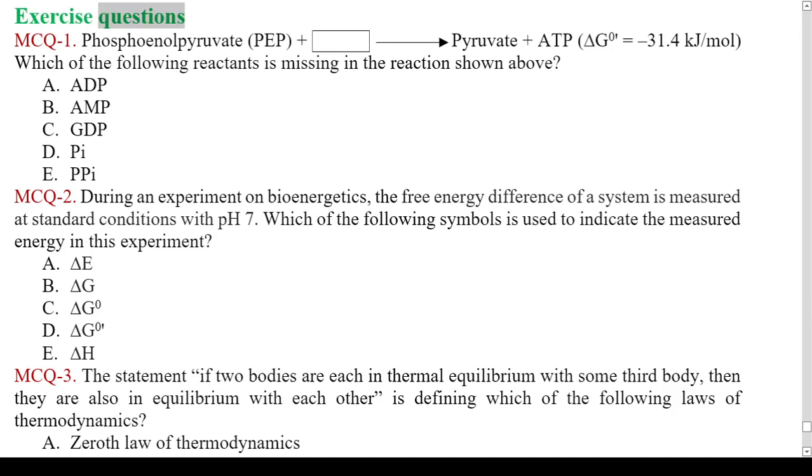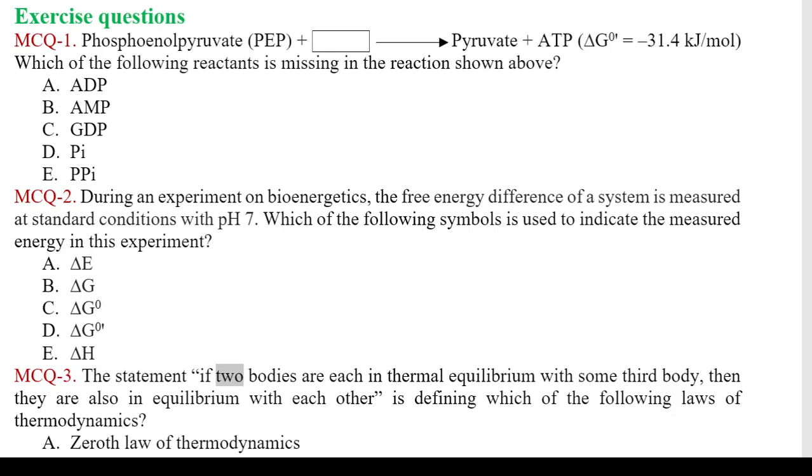Exercise questions. MCQ 1. Phosphoenolpyruvate, PEP, plus blank gives pyruvate plus ATP, delta G0 equals minus 31.4 kJ/mol. Which of the following reactants is missing in the reaction shown above? ADP, AMP, GDP, Pi, PPi. MCQ 2. During an experiment on bioenergetics, the free energy difference of a system is measured at standard conditions with pH 7. Which of the following symbols is used to indicate the measured energy in this experiment? E, G, G0, G0', H.